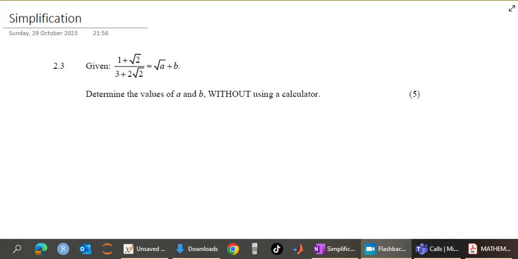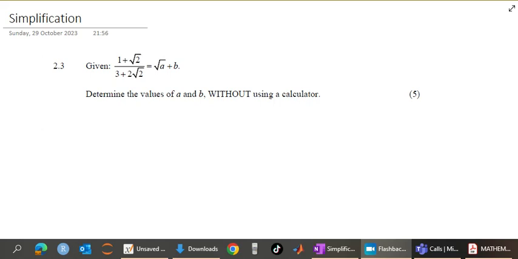I'm back. My name is Zazi, and today we are solving this problem. We are required to determine the value of A and B without using the calculator. So here you see that we are given two things: a left-hand side and a right-hand side. So how do we find the value of A and the value of B?